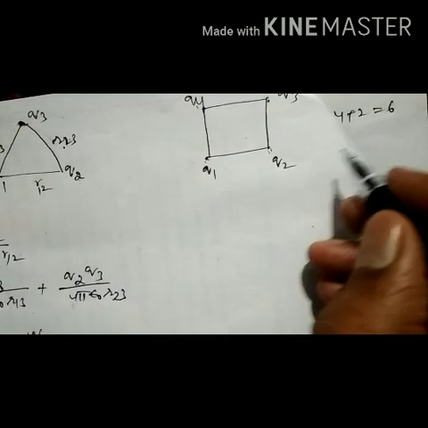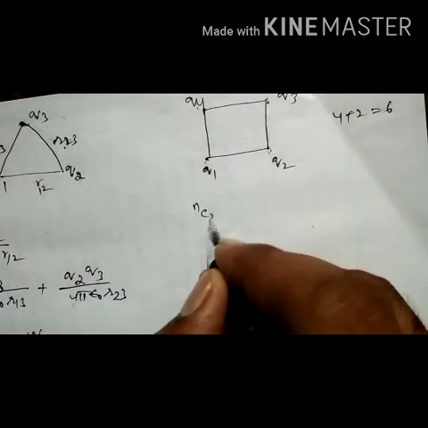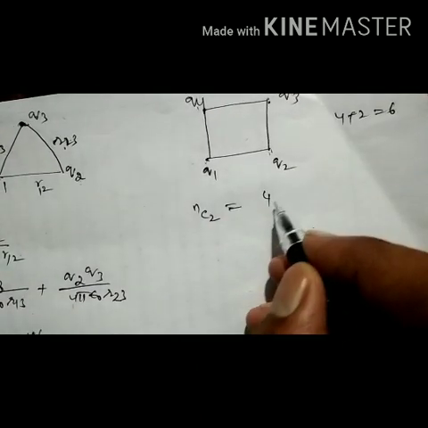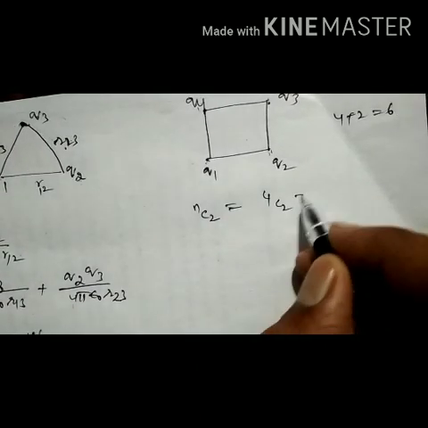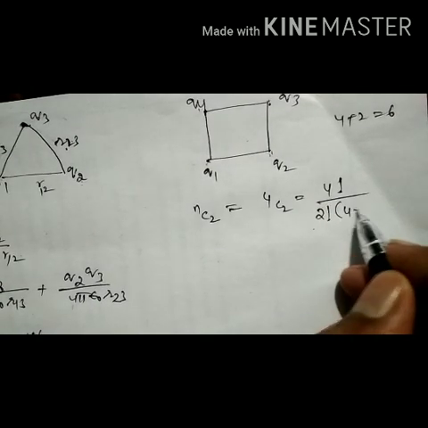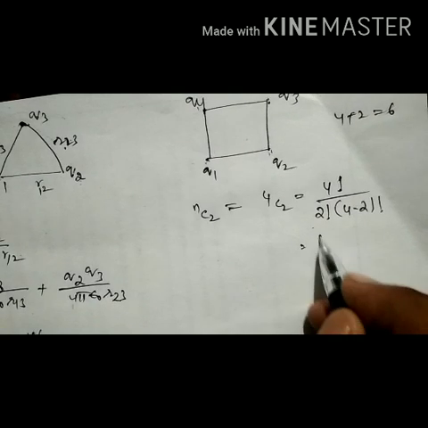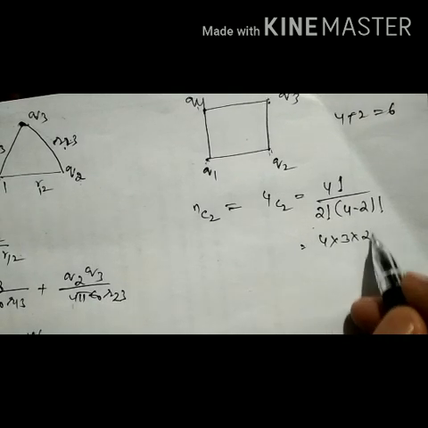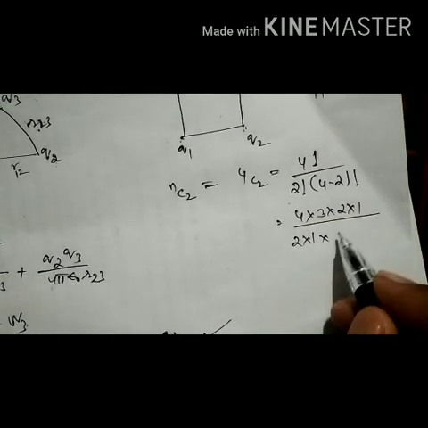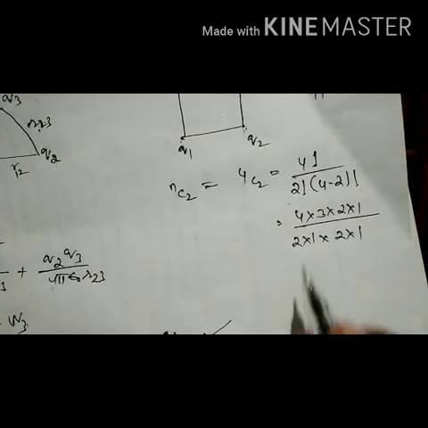So if you want to remember this by a formula, you have to take nC2 pairs, where n is the number of charges. So here the charges are 4, 4C2, you can write 4 factorial by 2 factorial into 4 minus 2 factorial. 4 factorial means 4 into 3 into 2 into 1, by 2 factorial means 2 into 1. 4 minus 2 is again 2 factorial, 2 into 1.